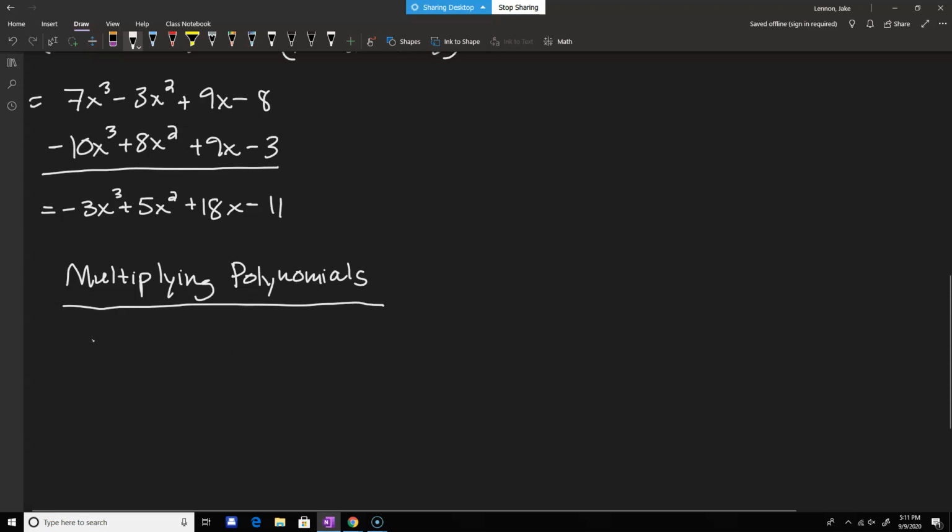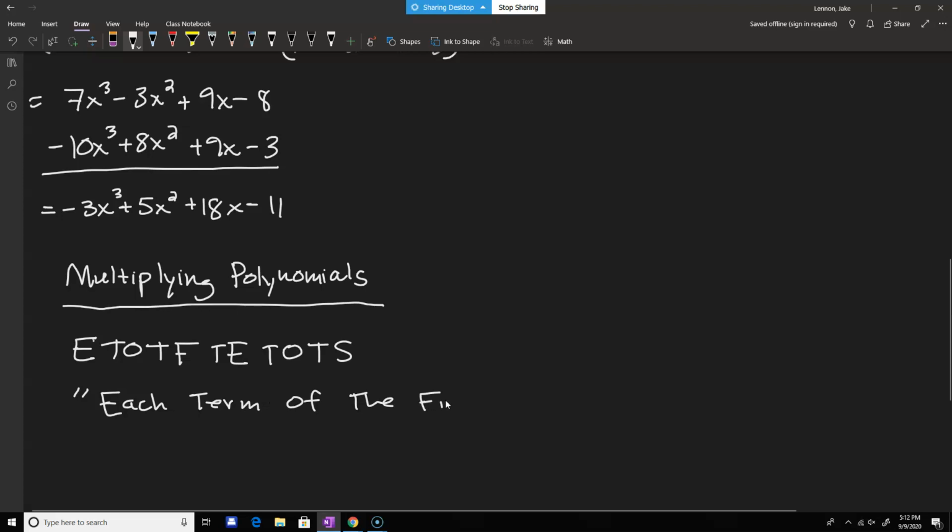So here's the acronym, ETOTFTETOTS. That's all you have to remember to multiply polynomials. Really, it's just an expression. So what does this really stand for? To me, this stands for each term of the first times each term of the second.